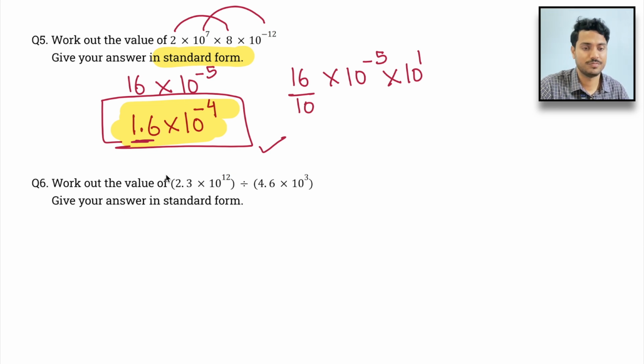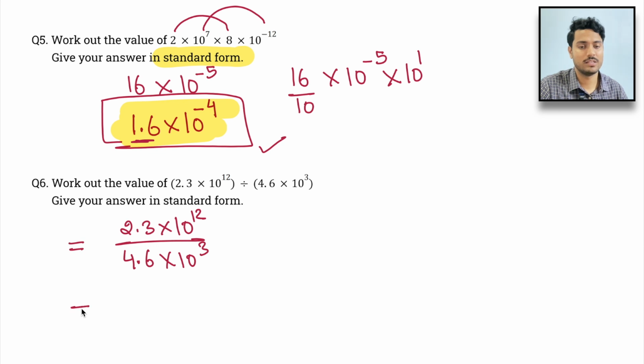It says work out the value of this number divided by this number. So this can be written as 2.3 multiplied by 10 raised to 12 divided by 4.6 multiplied by 10 raised to 3. Now in this case, we can divide these two numbers and these two numbers separately. So 2.3 divided by 4.6 is 1 by 2, that is 0.5 multiplied by 10 raised to 12 divided by 10 raised to 3, so that is 10 raised to 9. Now the value of k is still not 1 or greater than 1. It's lesser than 1, but it should be 1 or greater than 1 and lesser than 10. So we'll write it as 5 multiplied by 10 raised to 8, and that's the answer.